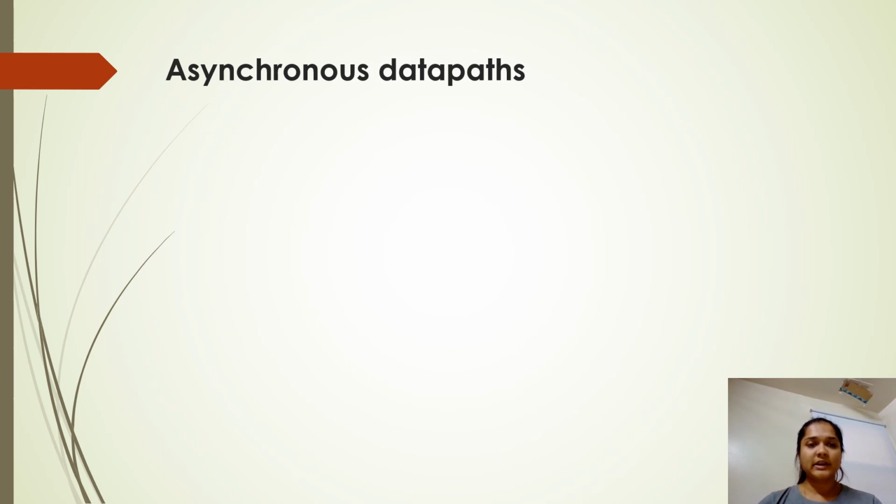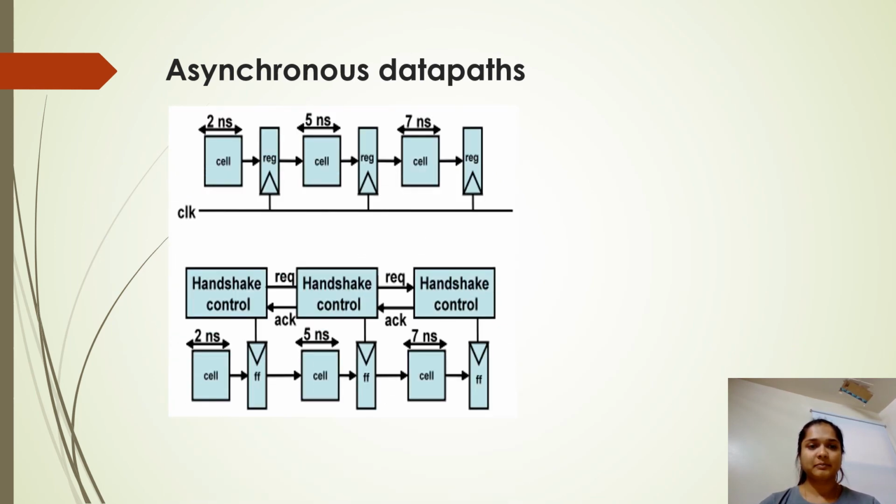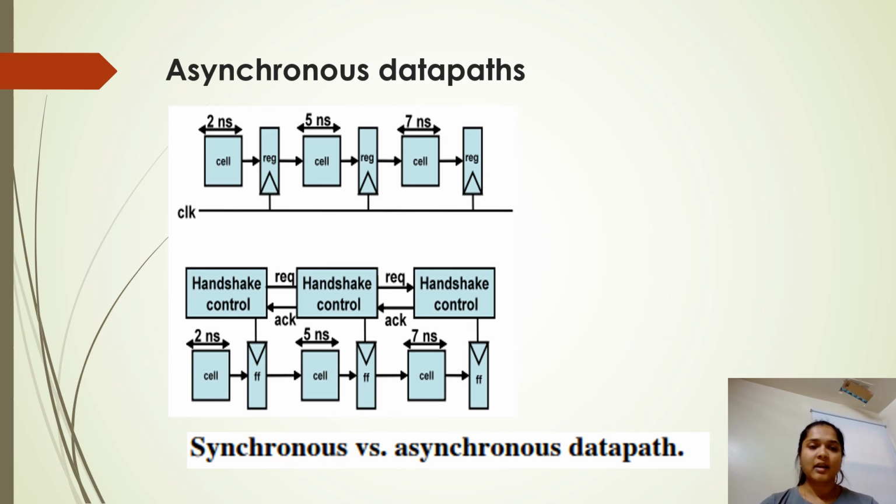Now, the next point is asynchronous data path. In this figure, we can easily see the difference between synchronous and asynchronous data path. Synchronous data path depends on a clock pulse, whereas asynchronous data path doesn't have any centralized control such as a clock. It uses a FIFO, first in, first out mechanism to serve requests.